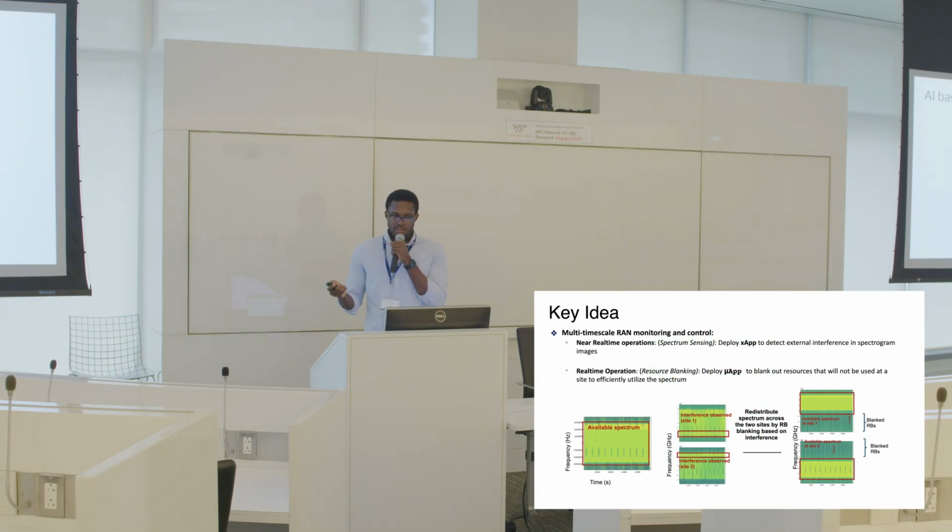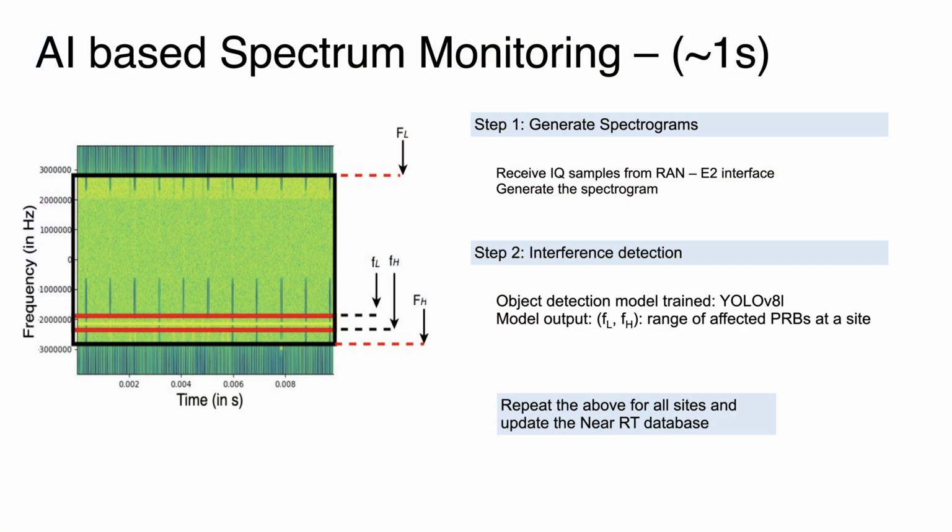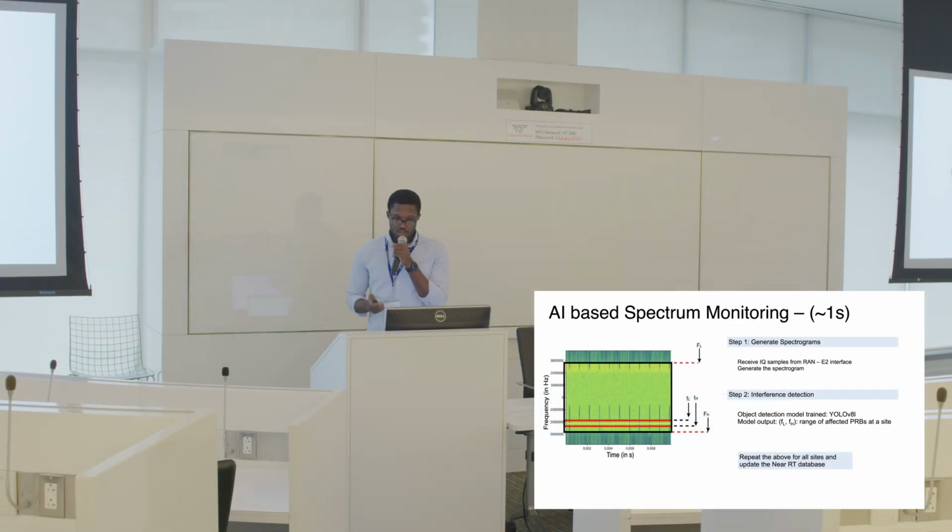First, we talk about the AI-based spectrum monitoring. The idea is to get IQ samples from the RAN through the E2 interface, generate spectrograms, and use a pre-trained YOLOv8 model to make bounding box decisions to detect where the interference is, and then translate this to affected PRBs based on the numerology that we are using. And this is just some training curves from the model. We used 3,000 samples with this pre-trained YOLOv8 model containing this number of parameters.